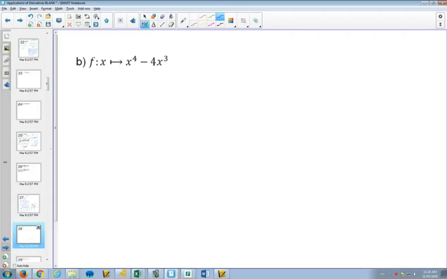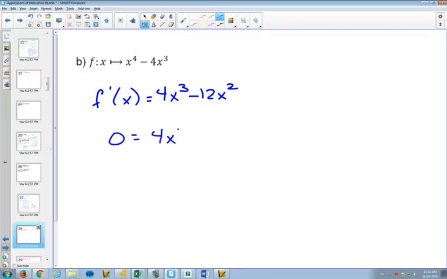Just different notation for function. Same idea. Here we have a function, so if we took the derivative, set it equal to 0, you could factor out a 4x squared. And you'd find that x equals 0 and x equals 3 are critical points.